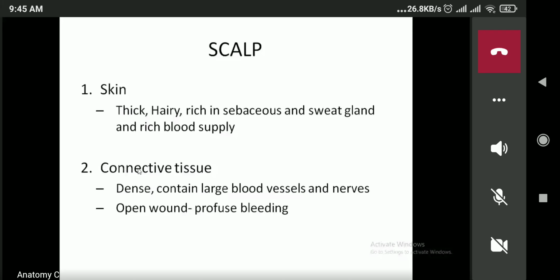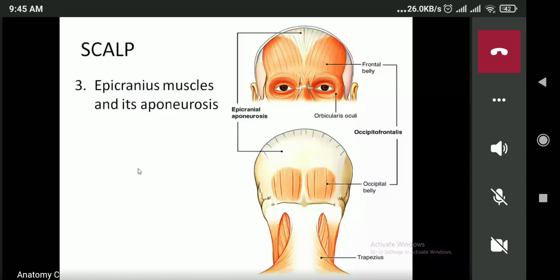Then the third layer is epicranius along with its aponeurosis. So the third layer includes the epicranius muscle and its aponeurosis, and this epicranius muscle includes two pairs of muscle.